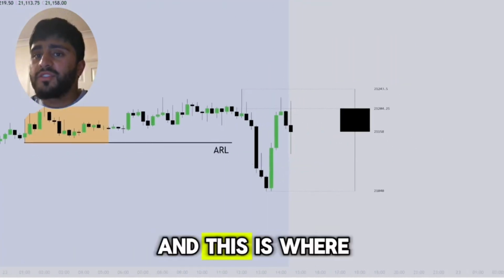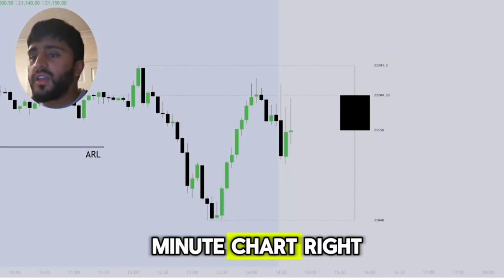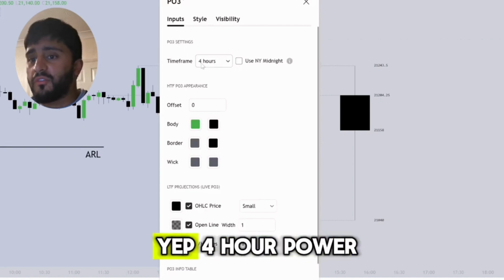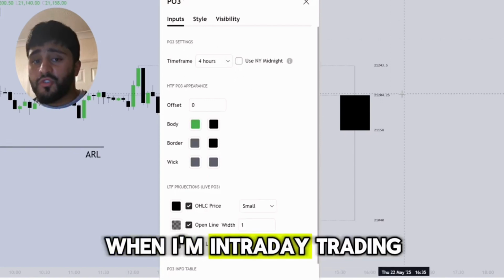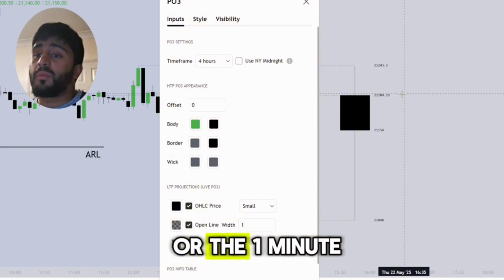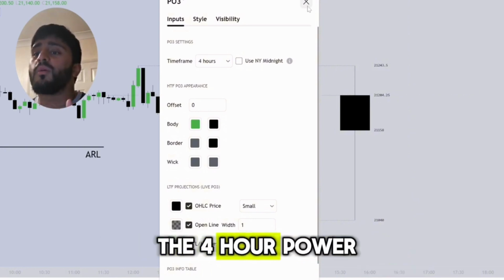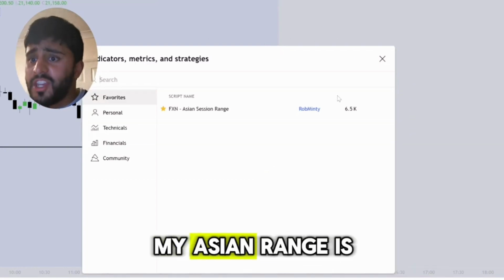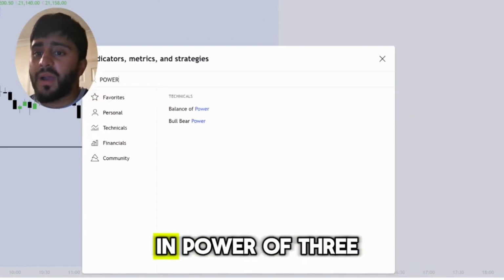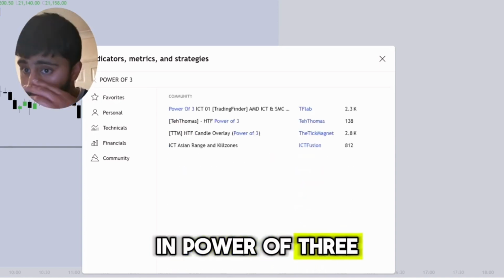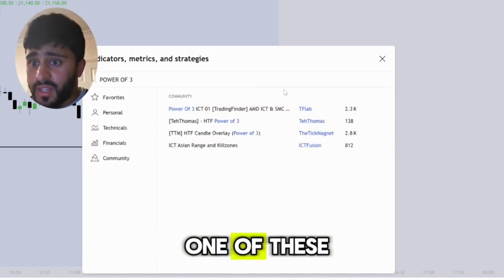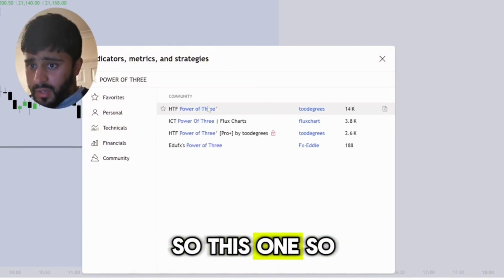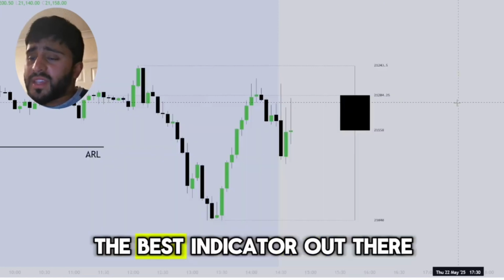And this is where I go to the 5-minute chart, right? So this is now the 4-hour power of 3 indicator. Let me make sure. Yep, 4-hour power of 3. When I'm intraday trading on the 5-minute or the 1-minute, I will typically use the 4-hour power of 3, right? So if we go to indicators, my Asian range is by Rob Minty. And if you just type in power of 3, you can use any one of these. I use the power of 3 by 2 degrees, so this one.